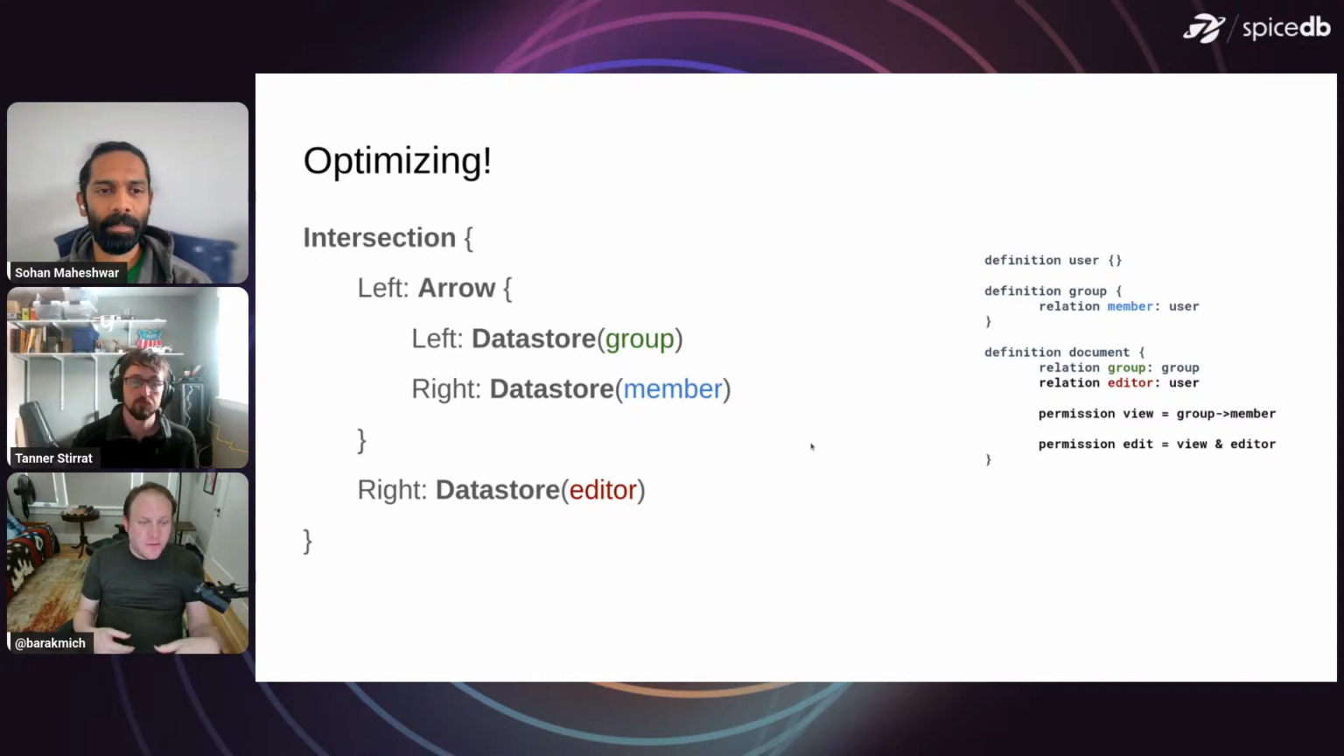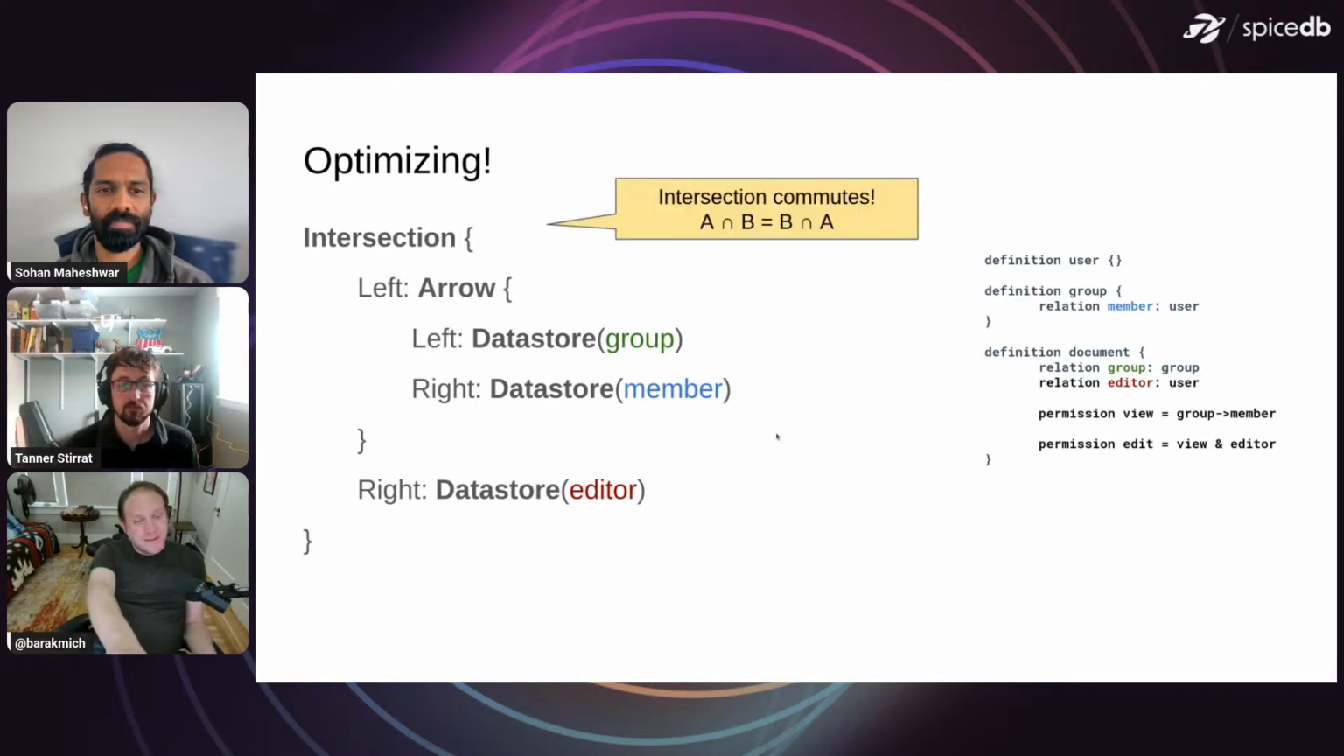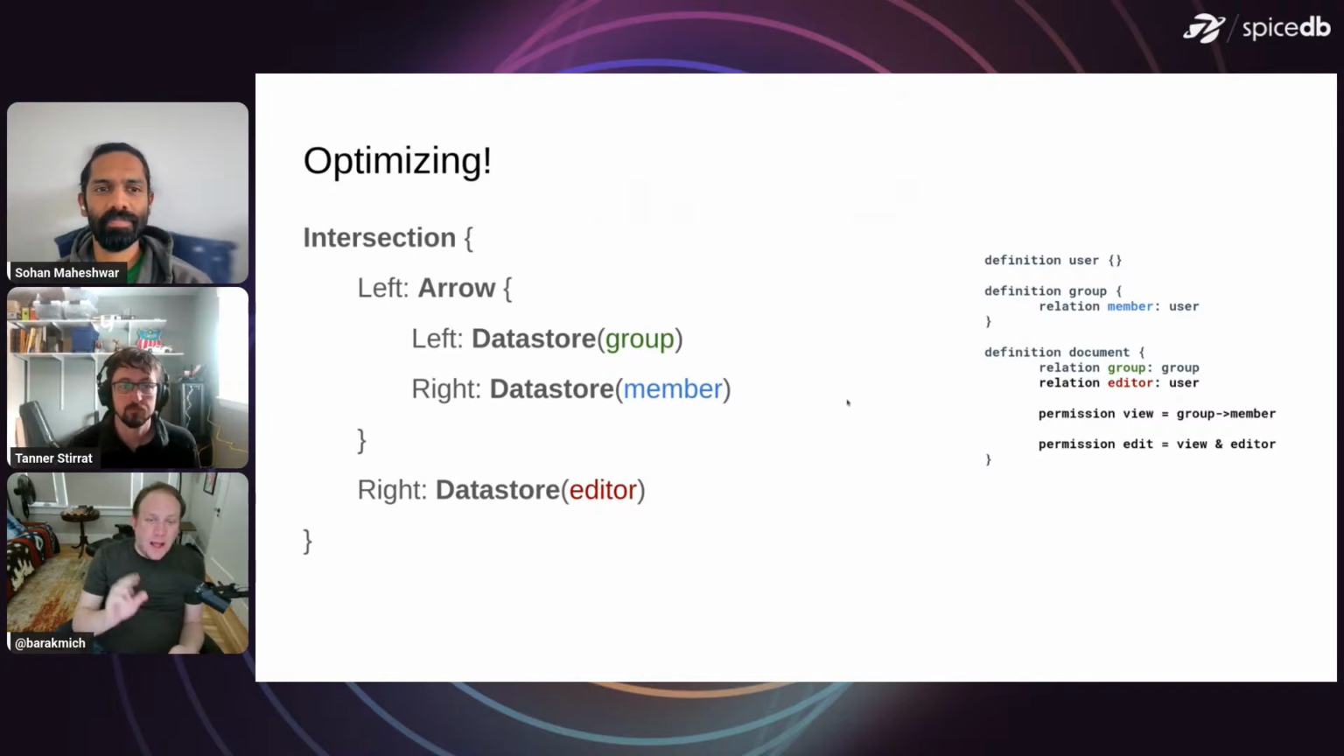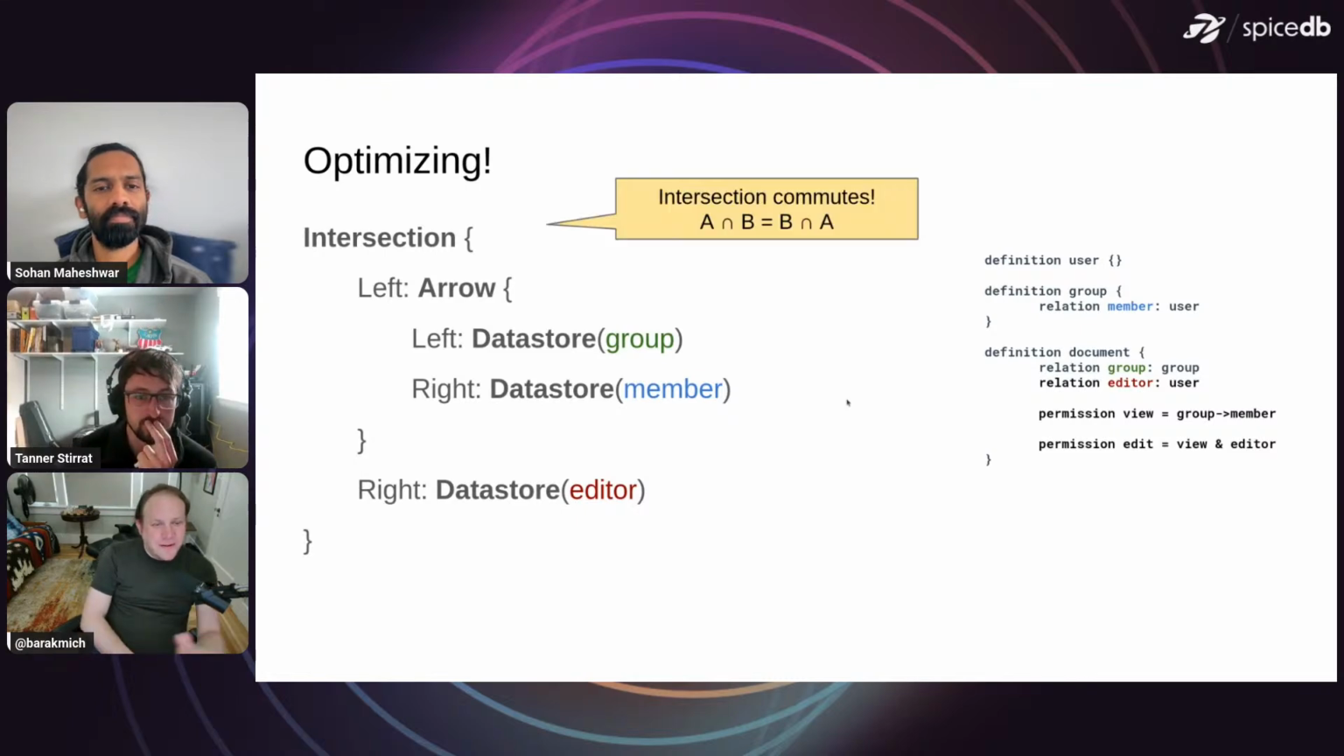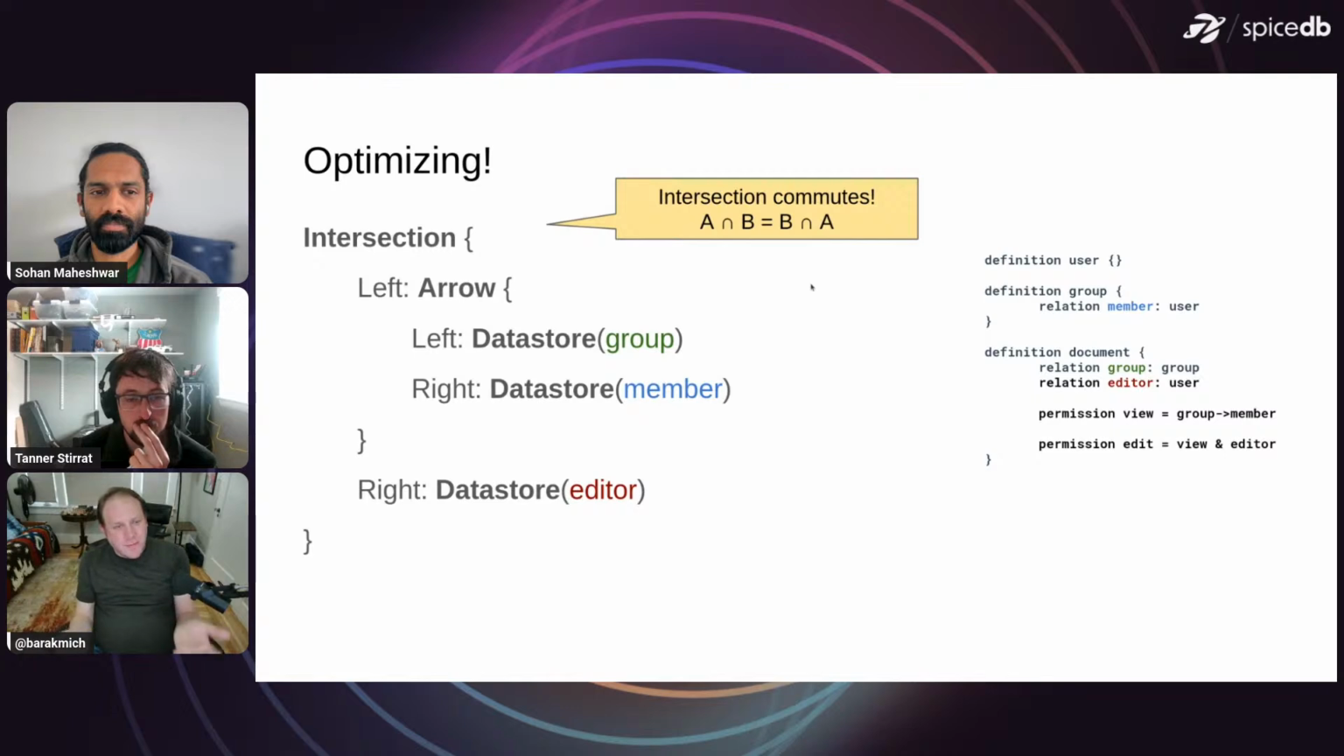Yeah. So for instance, in a query plan, and this is a very light version of a query plan, you'll see some actual query plans here in a second. Intersection commutes, right? We have this intersection operation, which is the edit, view and editor. On the left, we have the work, which is looking through the arrow, which is the view, group to member. And on the right side of this intersection, or the and operation in some sense, in Python, you see that view and editor. So we can rewrite that as editor and view at any time.